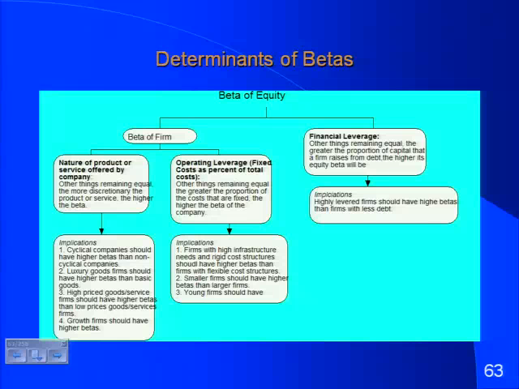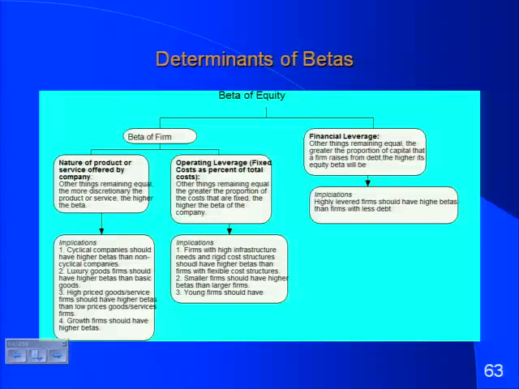So this might not be true for all growth firms, but one of the reasons I think growth firms tend to have higher betas than mature firms is because the products and services they provide tend to be more discretionary. So that's the first factor, what kind of business are you in?